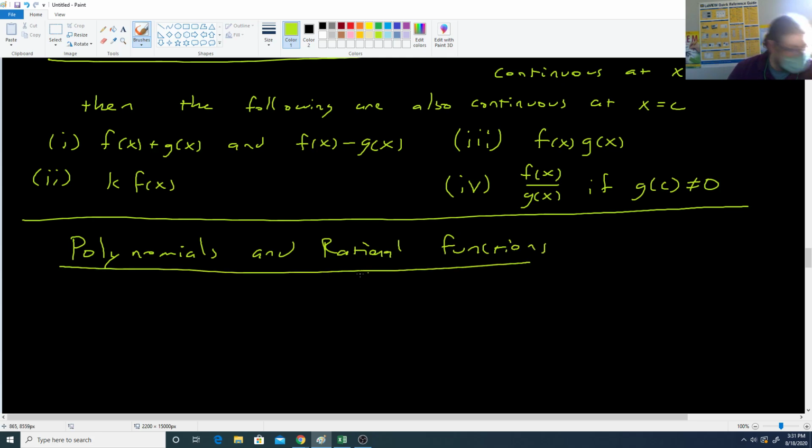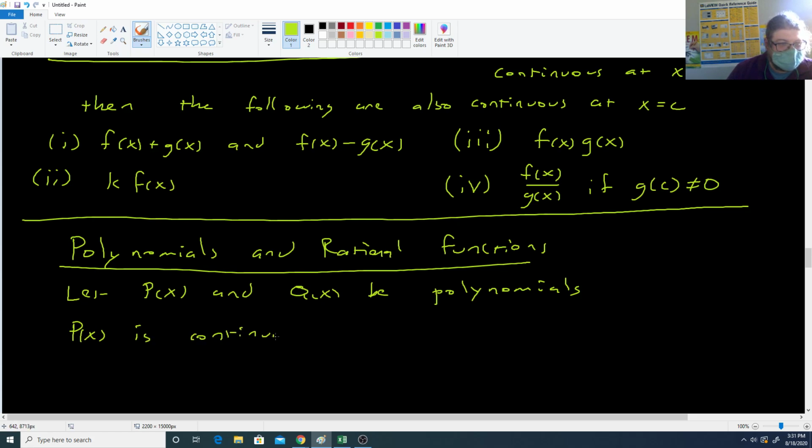So we're going to let p of x and q of x be polynomials. So p of x and q of x are polynomials. Then p of x is continuous on the real line. So what that means is any polynomial is continuous for all real numbers.